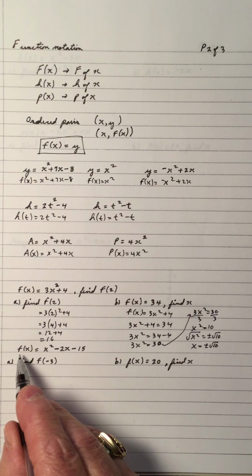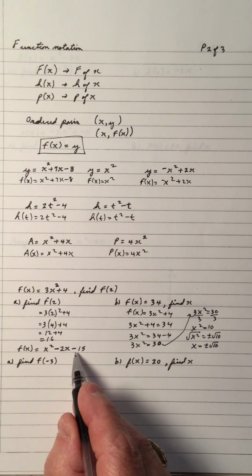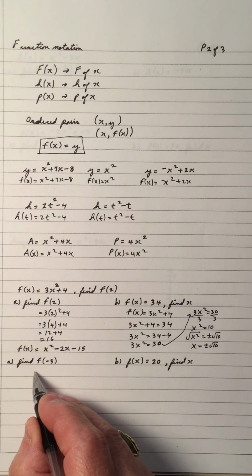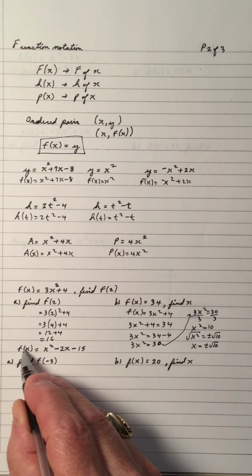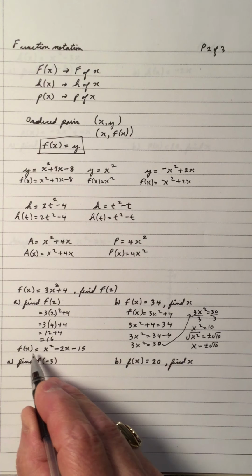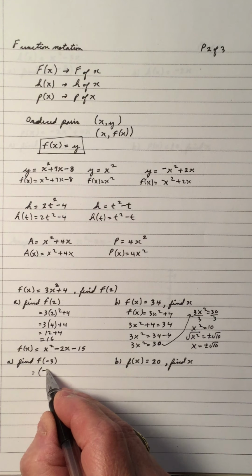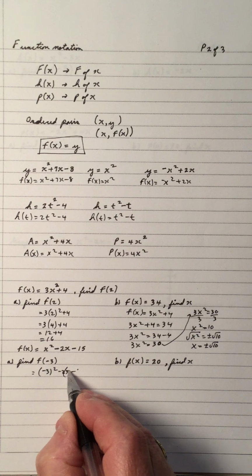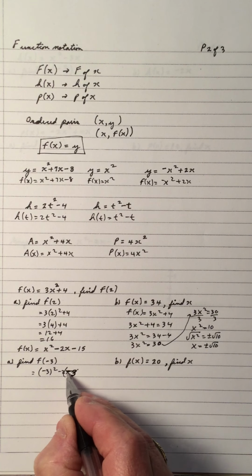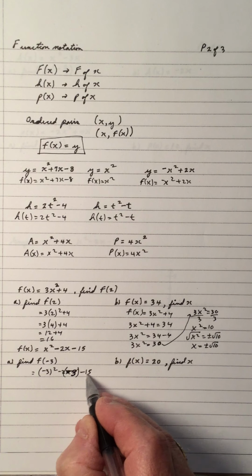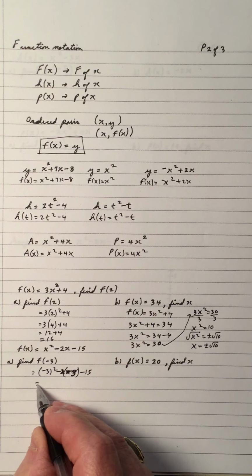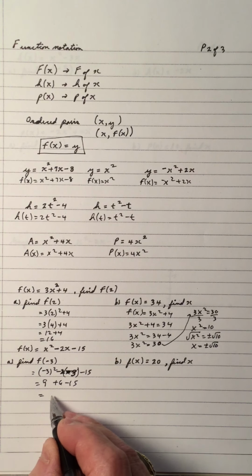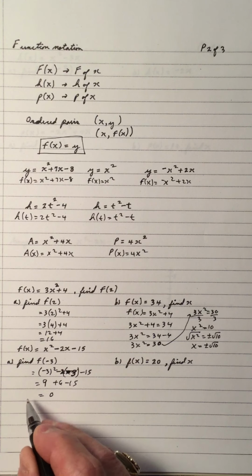And we have the f of x equals x squared minus 2x minus 15. Find the f of negative 3. So notice, f of negative 3, x is negative 3, so we're putting a negative 3 in the place of x. Negative 3 in the place of x. So I have a 9, and that's a negative 3, so that's a plus 6 minus 15. So 15 minus 15 is 0.